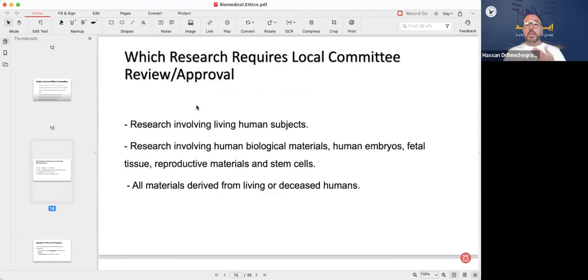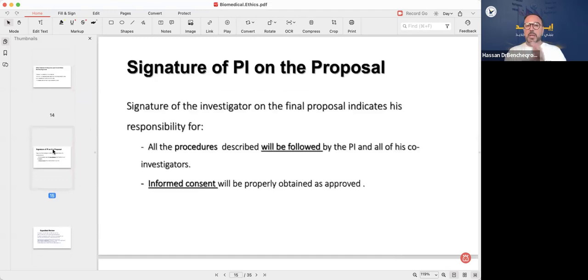Human biological materials, human embryos, fetal tissue, reproductive materials, and also stem cells. And stem cells are الخلايا الجذعية, meaning they are cells that can turn into any of the cells of the body. All materials from living or deceased humans. If you have something, a biopsy from someone, that becomes a human biological material, and you require local committee. I hope that is مفهوم. Something very important. If you want to do a research, you must have your signature on the proposal.